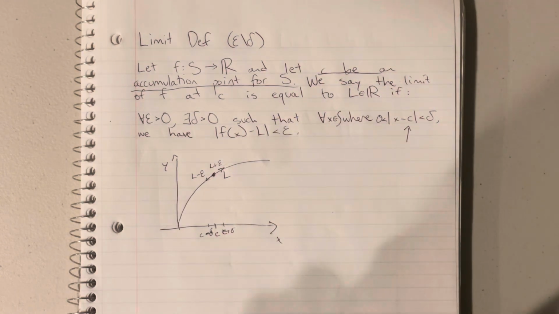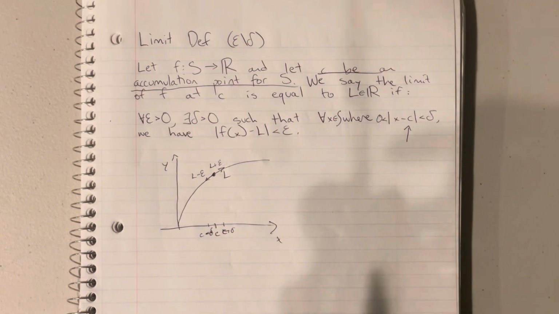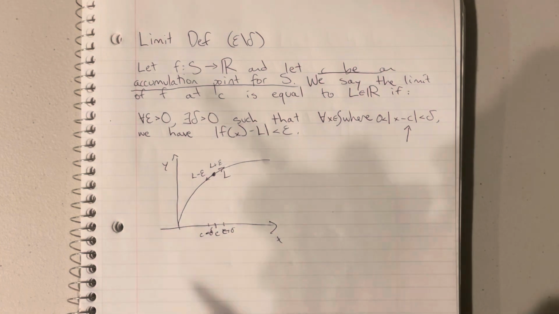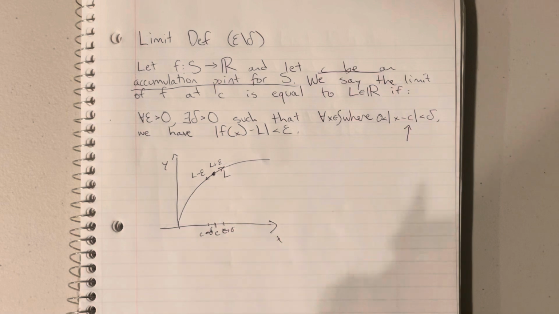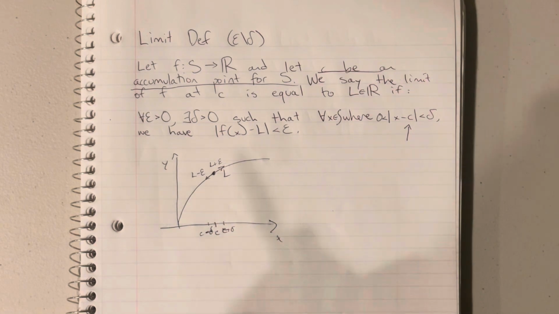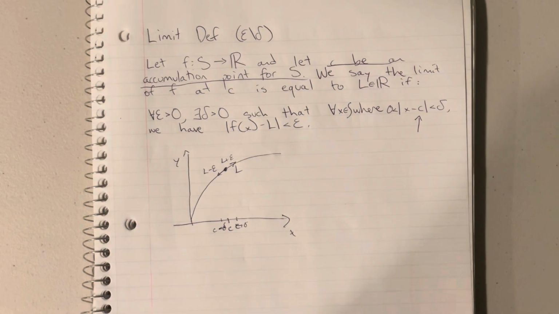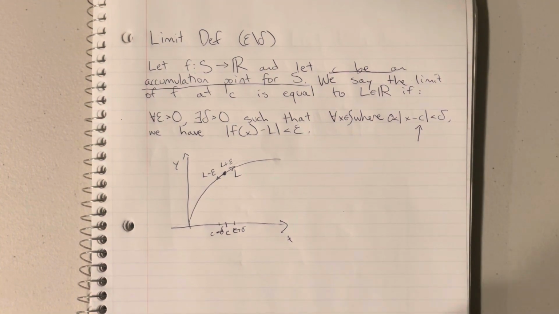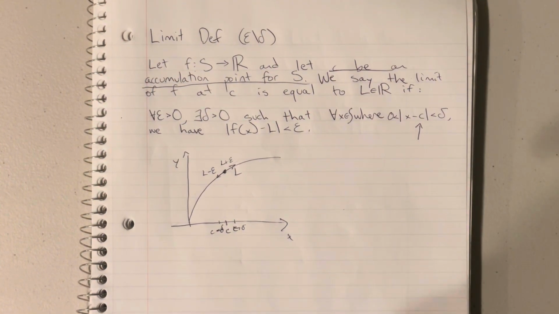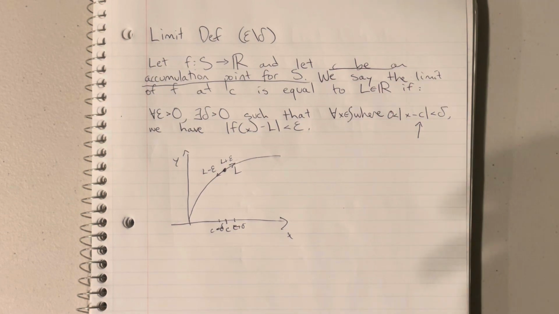And C being an accumulation point for S just tells us that we have this point C, and we can move whatever distance we want from this C, and we're contained in the set. So if our accumulation point is 3 for the set S, then we can be at 3.0001, and we are still contained in the set S. But C doesn't have to be a point of S itself. That's an important thing to know.